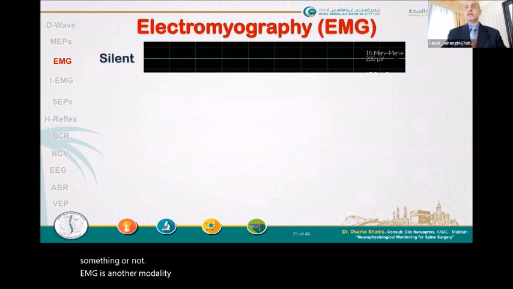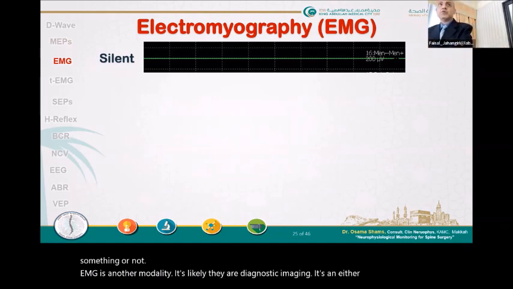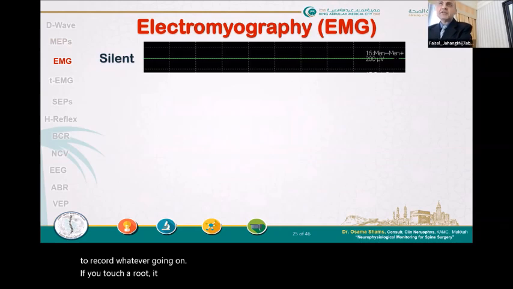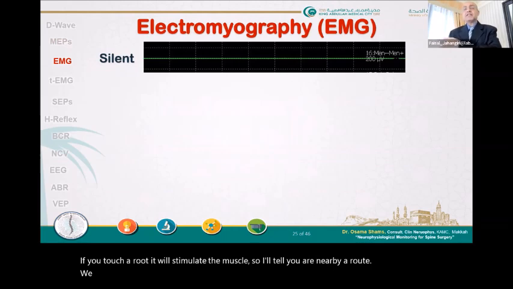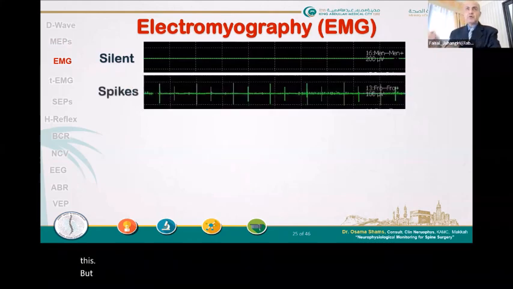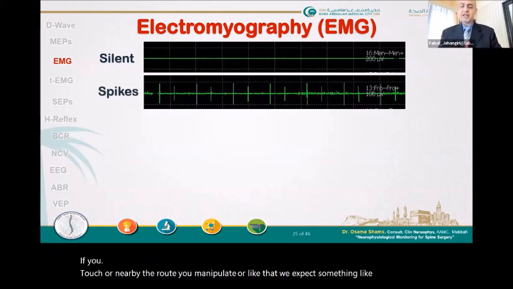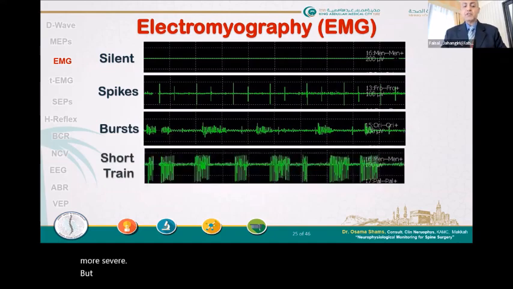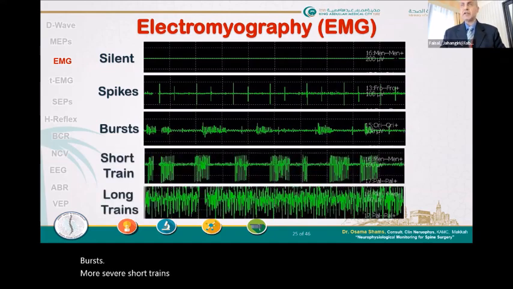EMG is another modality. It's like the diagnostic EMG. It's a needle inside the muscle to record whatever is going on. If you touch a root, it will stimulate the muscle, so I'll tell you that you are nearby a root. We expect the needles inside the muscles in a patient under anesthesia to be silent, a flatline, like this. But if you touch the root or are nearby the root, or manipulate it, we expect something like spikes. If more severe, bursts, more severe, short trains, very severe, long trains.